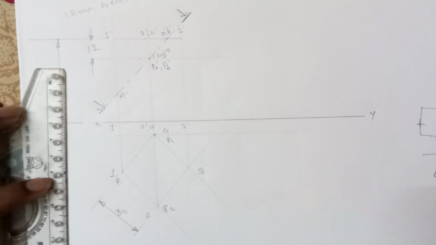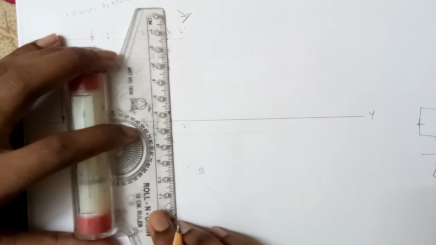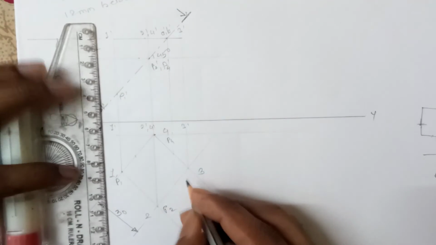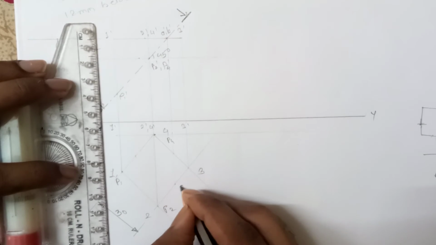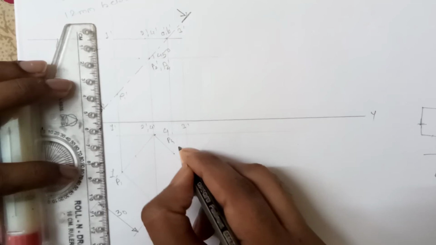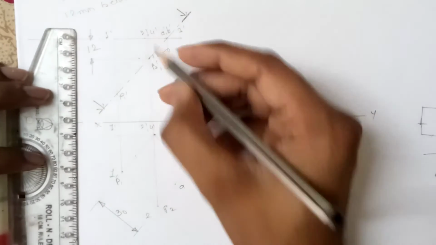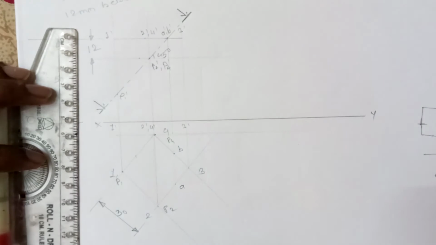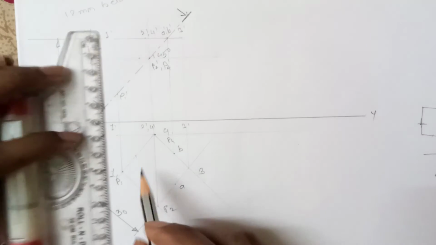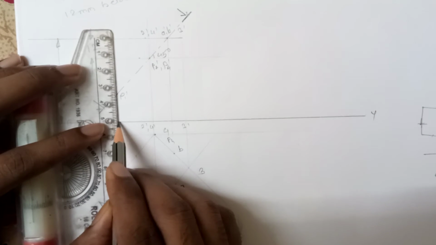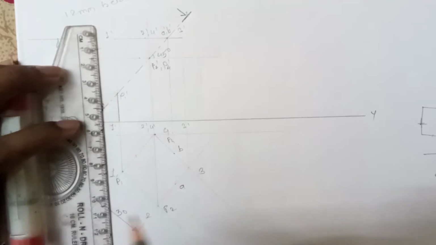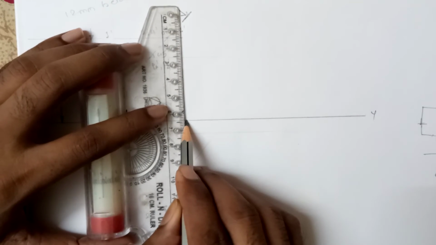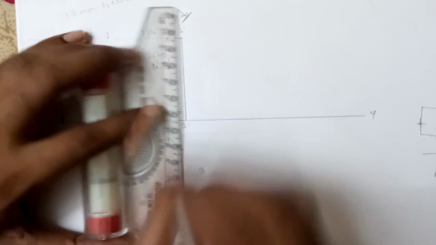Okay. What about A and B? So we have to take the projection of A and B. So this point will be A and this point will be B. Okay. This part is the removed part and this part is the retained part. So we have to draw the view for the retained part. First we'll darken the retained part. This one is the retained part.